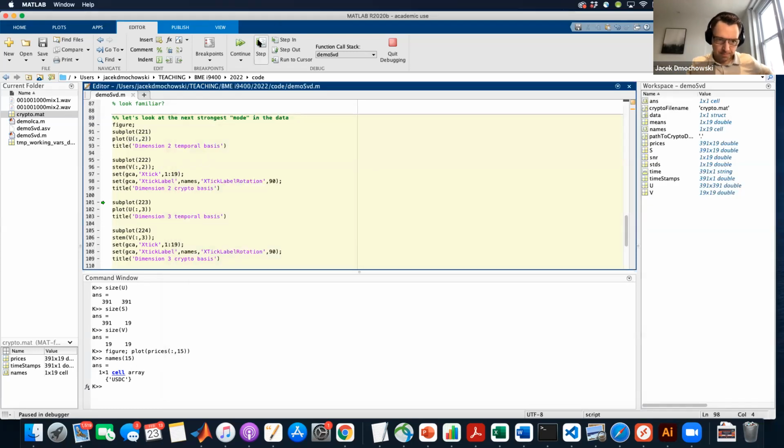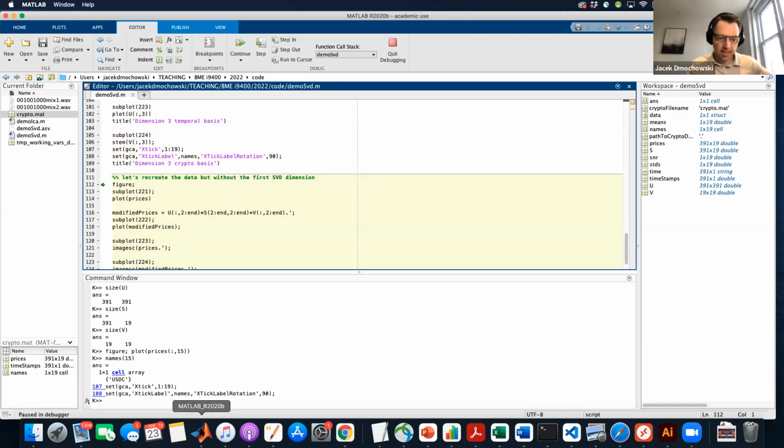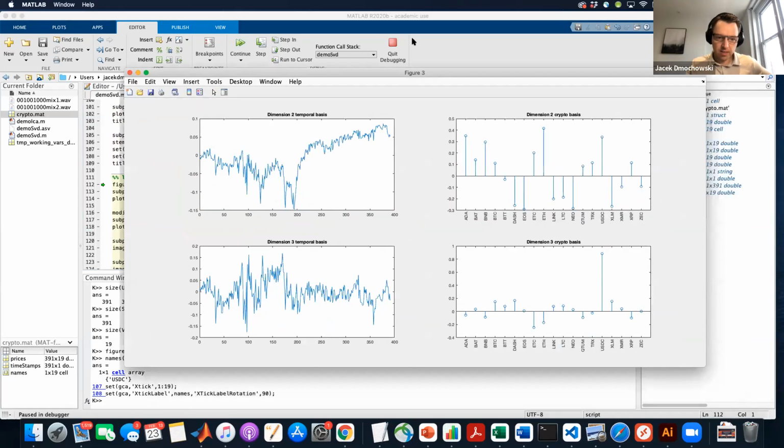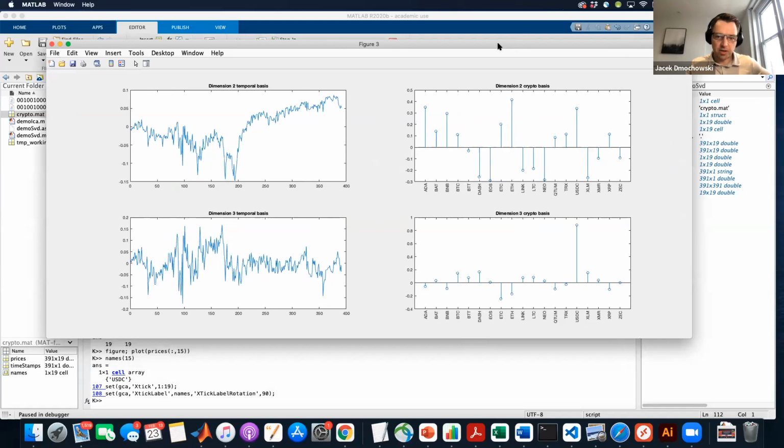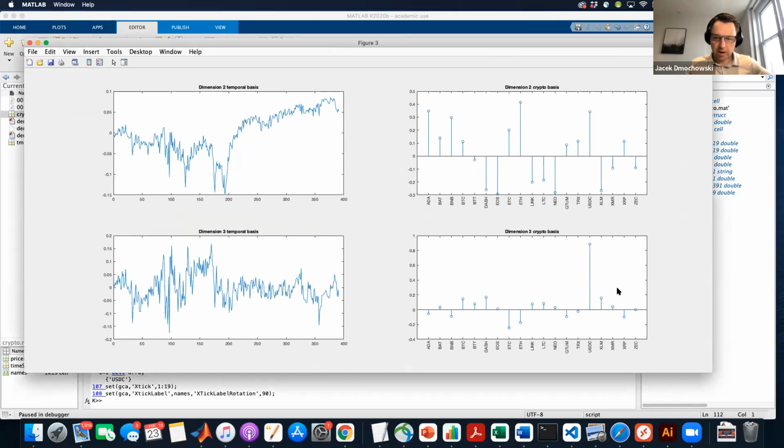Okay. So now we're going to look at the third mode in the data. Okay. And here is where the USDC coin really pops. So see, the USDC coin has a huge weight for the third basis.